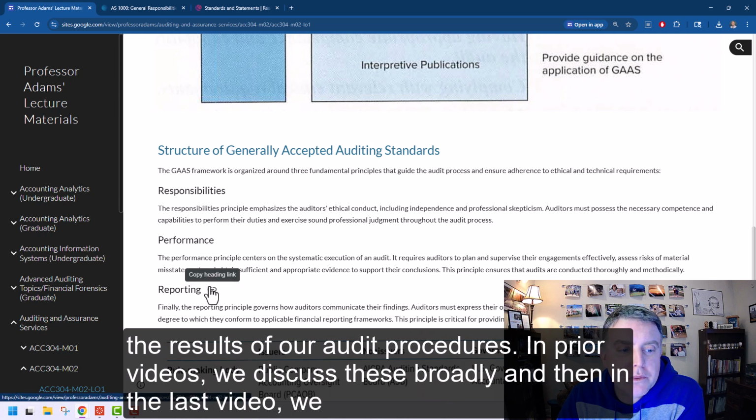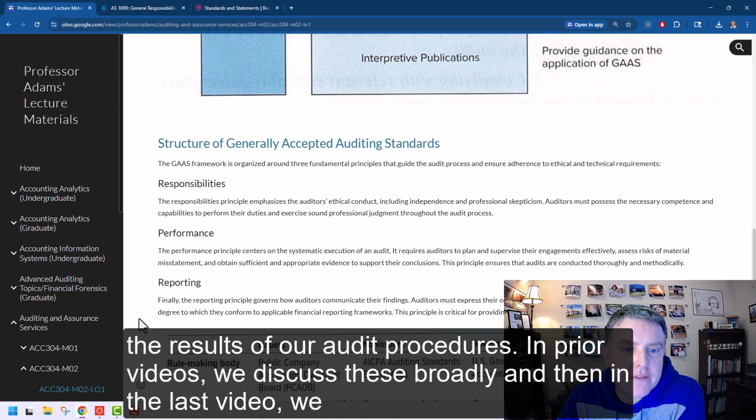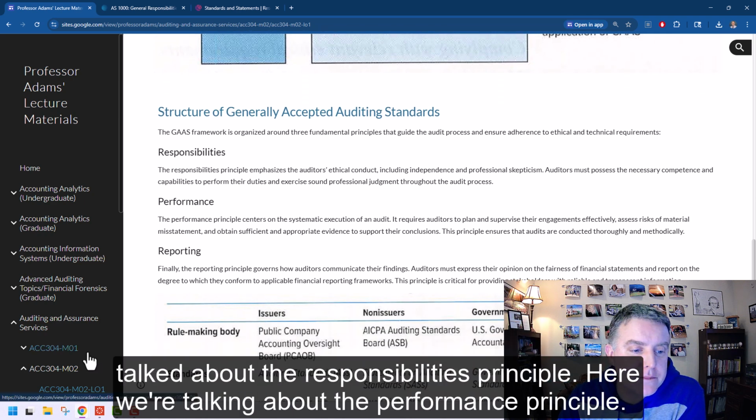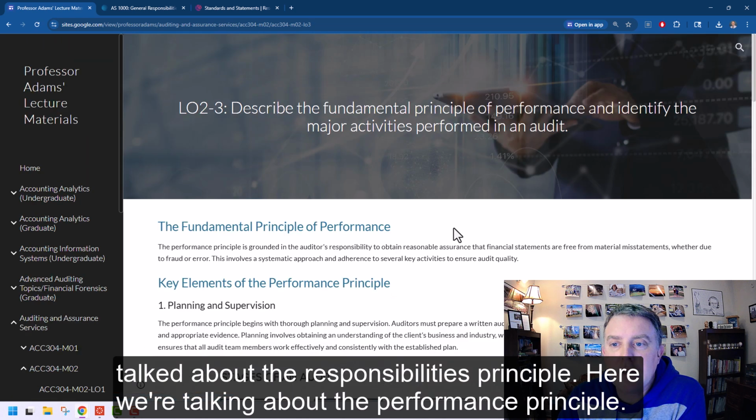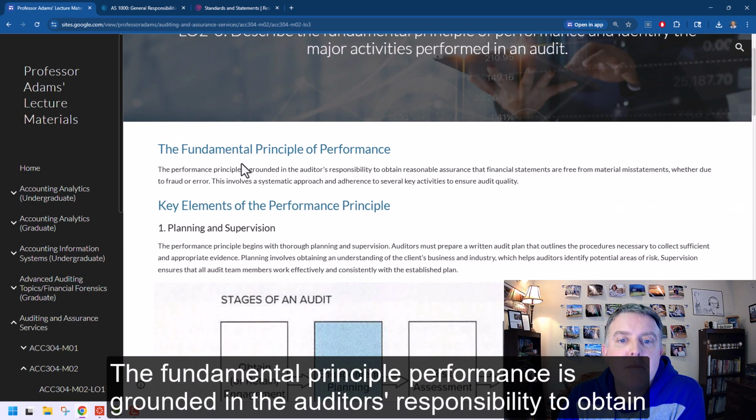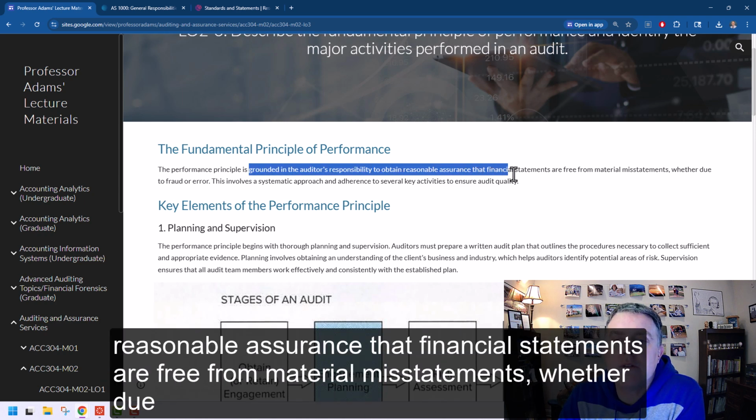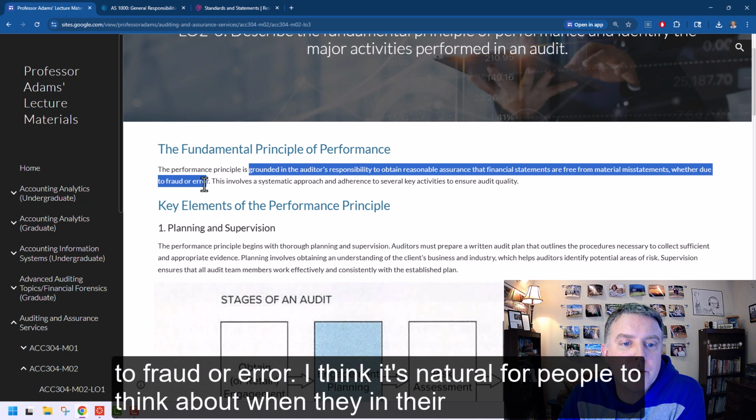In prior videos, we discussed these broadly, and then in the last video, we talked about the responsibilities principle. Here, we're talking about the performance principle. The fundamental principle of performance is grounded in the auditor's responsibility to obtain reasonable assurance that financial statements are free from material misstatements, whether due to fraud or error.